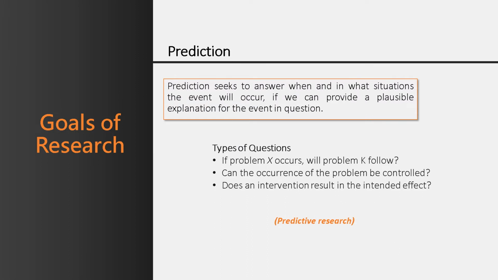The last goal is prediction. It seeks to answer when and in what situations the event will occur. If we can provide a plausible explanation for the event in question, it tries to predict what might be the outcome of an event or phenomenon in the future. So, if problem X occurs, will problem K follow? Can the occurrence of a problem be controlled? Or does an intervention result in the intended effect?